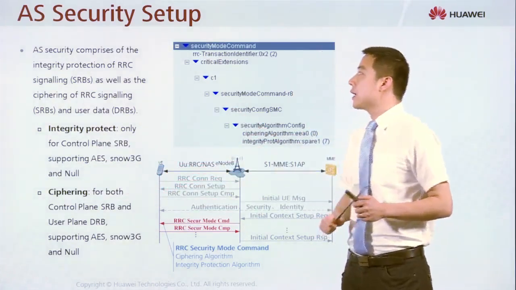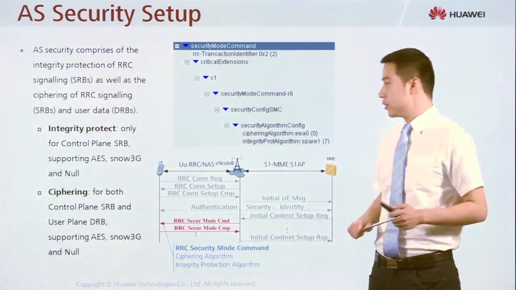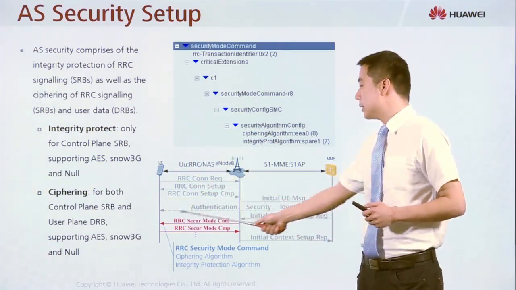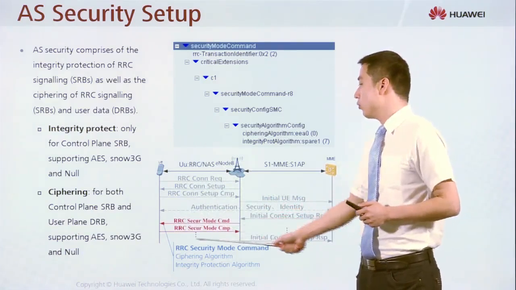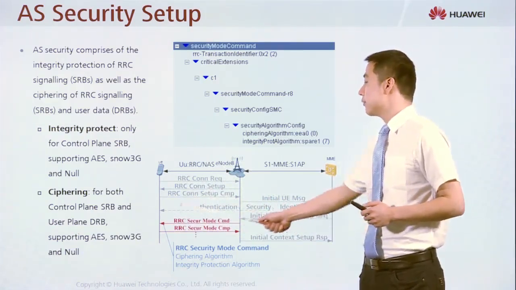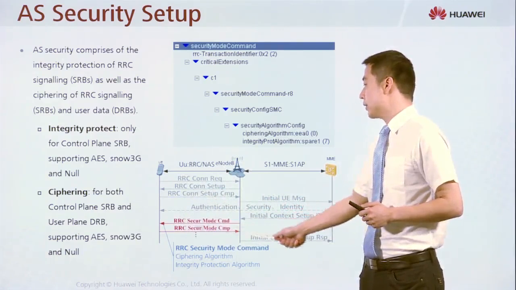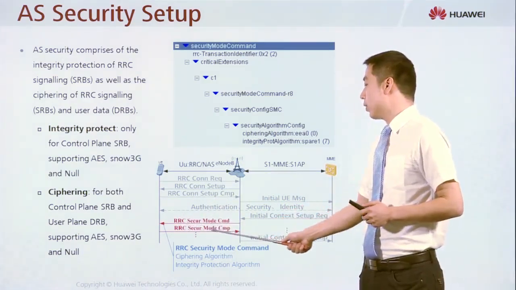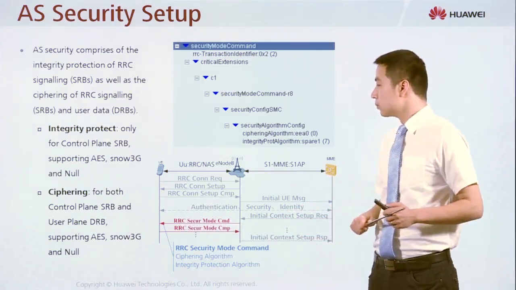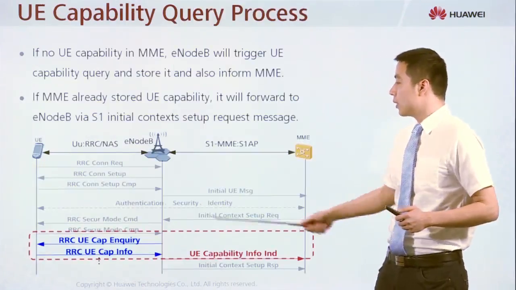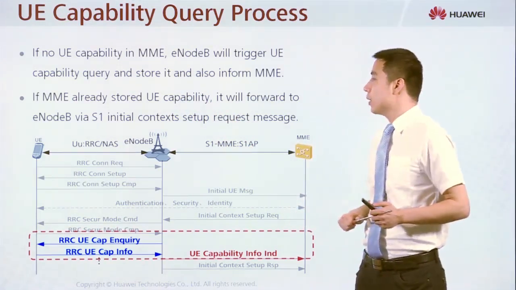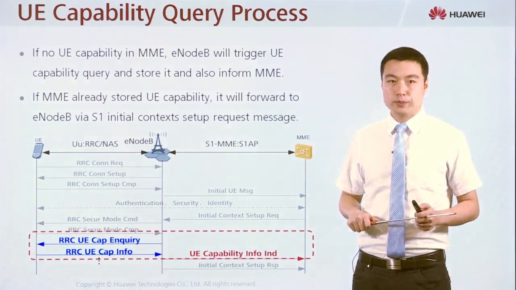This AS security setup message is between the UE and the eNode B. Actually, this is the message for the AS air interface radio security: RRC security mode command, RRC security mode complete. And also, the UE capability query procedure is an optional procedure.